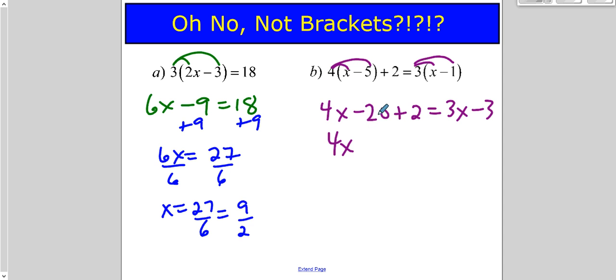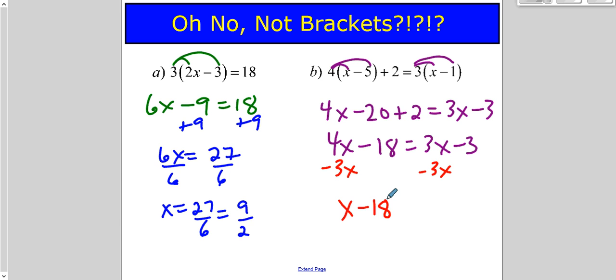So let's clean this up. -20 plus 2 is a -18. So now it's just like our other questions where we had variables on both sides. So I'll subtract 3x from both sides, leaving me with x minus 18 equals -3. And then I'm going to add 18 and add 18. So x equals 15. So brackets are not a huge deal. We're just going to take our time, use our distributive property to get rid of them, and then follow all the same rules that we've been doing before.